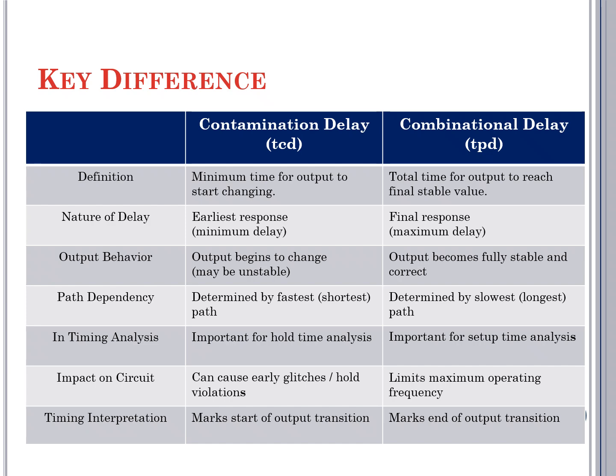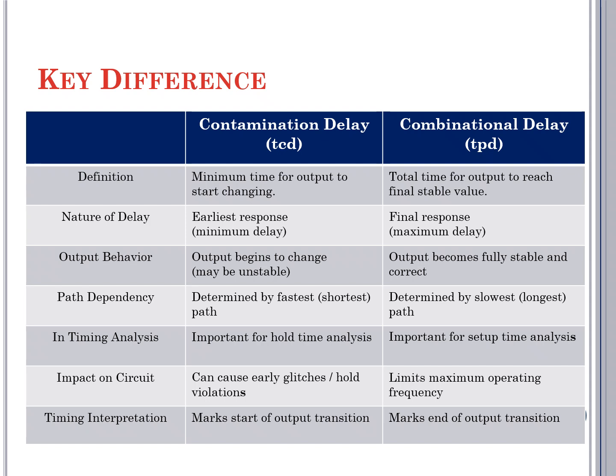These two delays describe two different moments in the same signal transition. One tells us when output starts changing and the other tells us when output becomes fully stable. Contamination delay is the minimum time after which output starts changing, and combinational delay is the total time after which output becomes stable. One is the beginning and the other is the end.